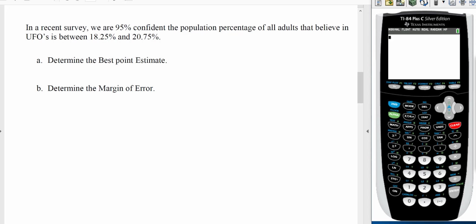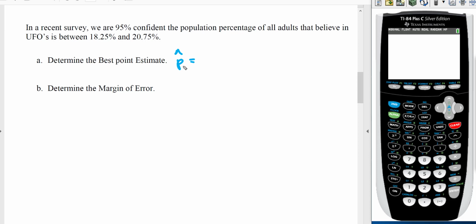In a recent survey, we are 95% confident the population percentage of all adults that believe in UFOs is between 18.25% and 20.75%. Given just the interval, we need to determine the best point estimate, that means the sample percentage from which the confidence interval originated. We will have to calculate p-hat.